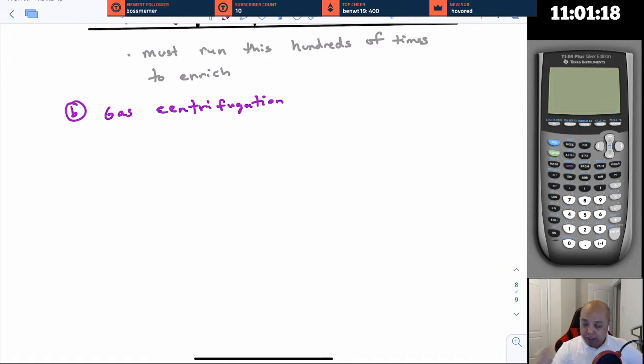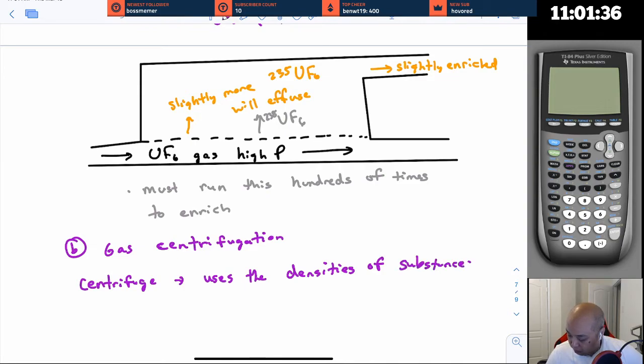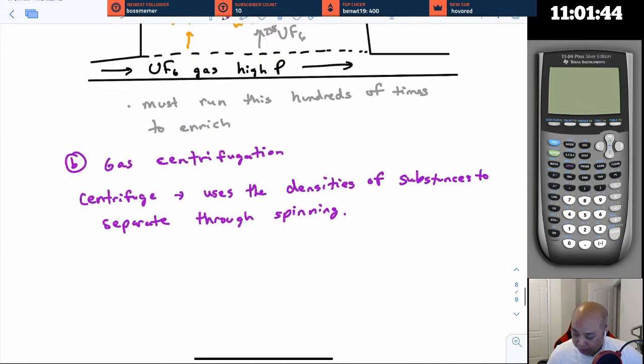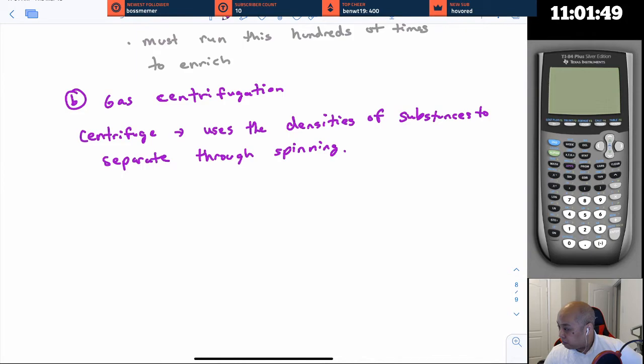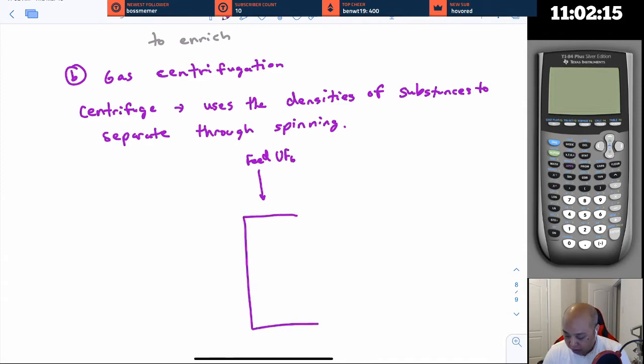But the idea here is that, remember, a centrifuge uses the densities of substances to separate through spinning. So what happens here is that when you feed the gas into the container and it spins around really, really fast, okay? So let's say you feed UF6 into this container that's spinning really, really fast, okay?